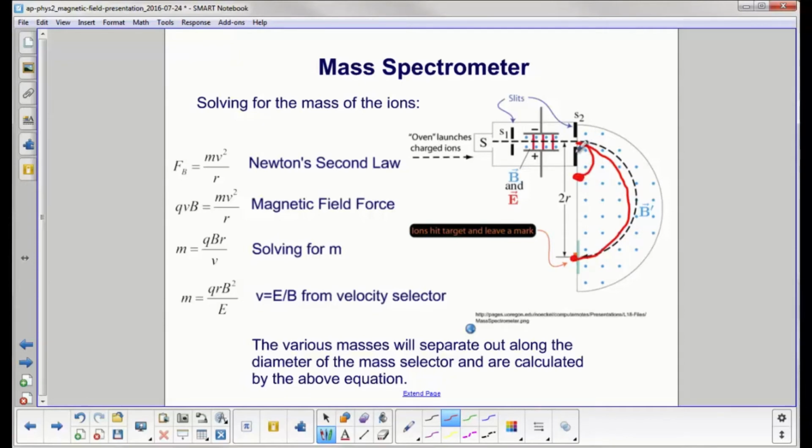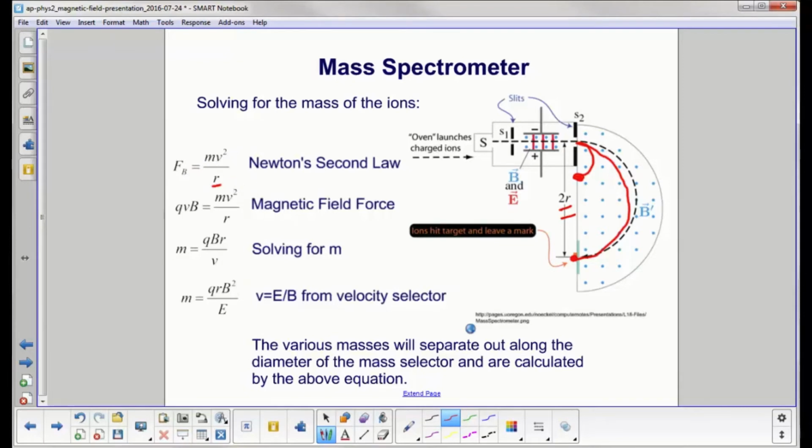Now let's look very carefully at what we're measuring. You see 2r is written here. The radius of this circle of the motion of the ions is r, but we're measuring the diameter of how far it hit from here. So whatever measurement you have here, cut it in half for when we use the radius, okay? Just remember to do that. So first we're going to start with Newton's second law. We've got particles in centripetal motion, so FB is mv squared over r.